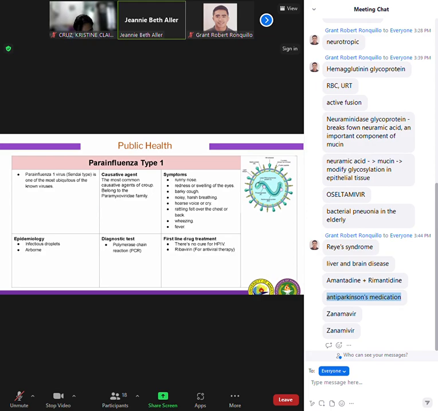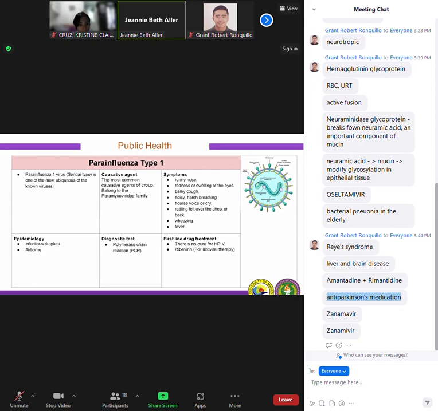So for the symptoms: runny nose, redness or swelling of the eyes, barky cough, noisy harsh breathing, hoarse voice or cry, rattling felt over the chest or back, wheezing, and fever. For the epidemiology, HPIV is usually spread by direct contact with infectious droplets or by airborne spread when an infected person breathes, coughs, or sneezes. Human parainfluenza viruses also may remain infectious in airborne droplets for over an hour and on surfaces for a few hours depending on the environmental condition.